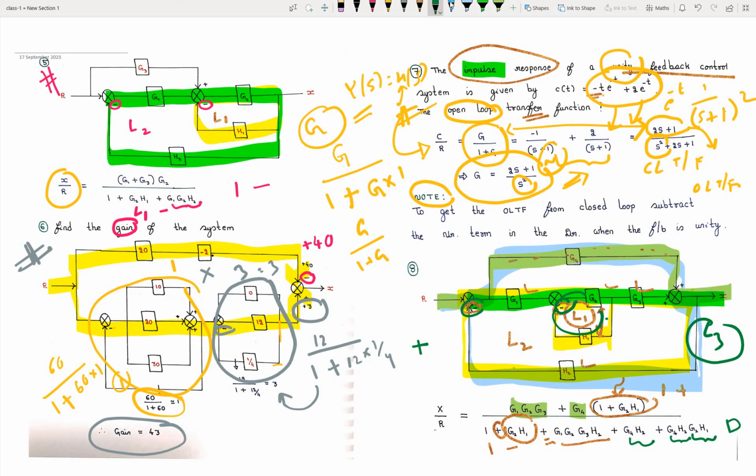Very easy. You start with 1 minus, you include loops L1, L2, L3, and also focus on whether any non-touching loops are there. If two are, then you add a plus sign and multiply L1 L3. Here L1 and L3 are not touching. So 1 minus L1 minus L2 minus L3, because of the negative feedback we get positive, positive, positive. But two non-touching loops start with plus only, because of two negative feedbacks we get positive, and we have L1 L3 because L1 and L3 are non-touching loops. This completes your fourth question.